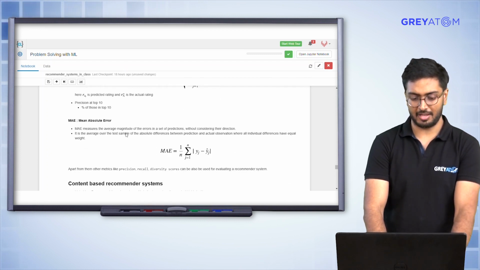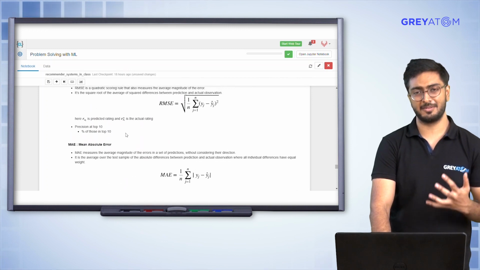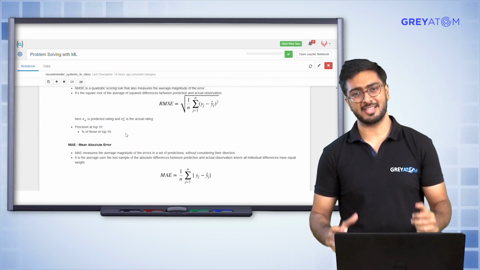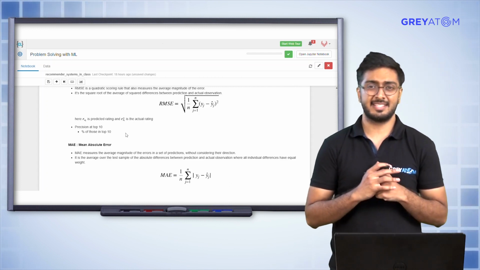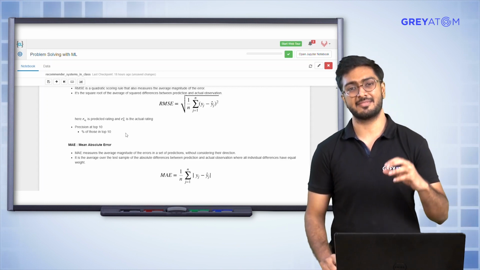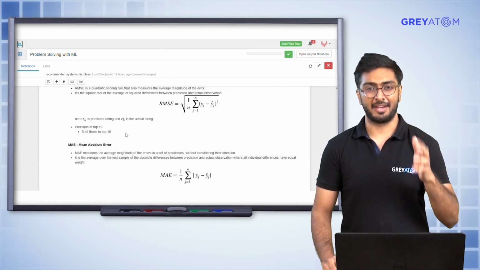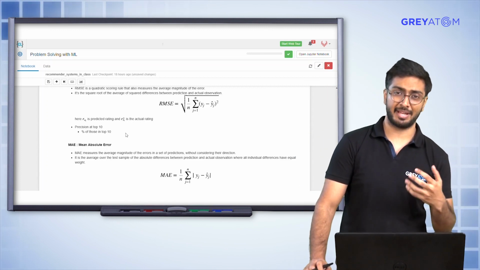Now there's also another concept of absolute error. Absolute error is basically r minus r hat, and you take the absolute value of that. So that's one way. RMSE or mean absolute error works perfectly in cases where you have a predicted rating and you also have an actual rating of that movie. In a lot of cases you might not have that.